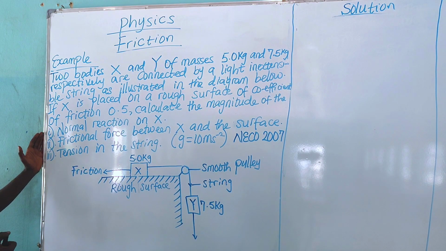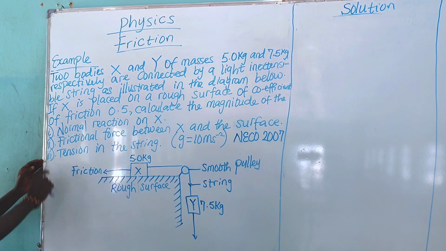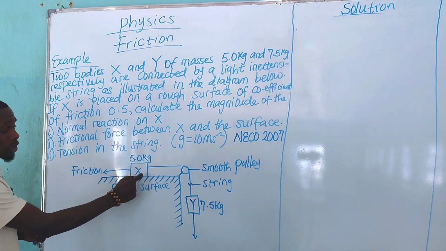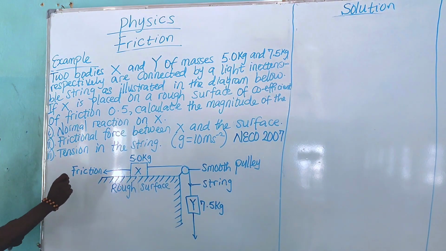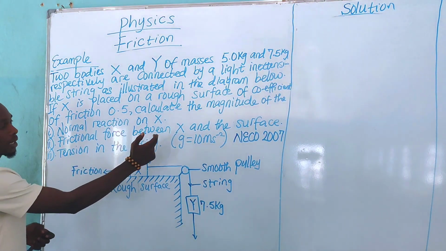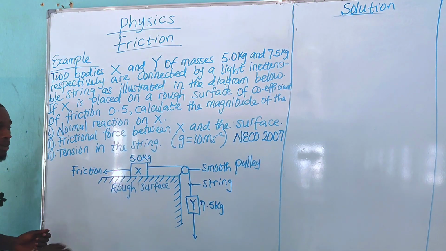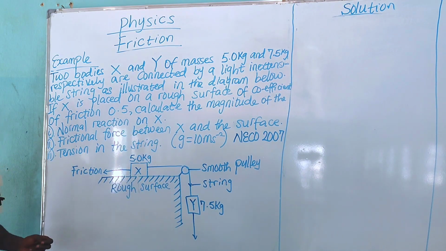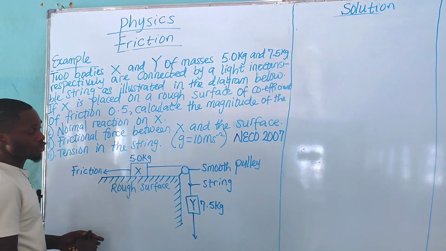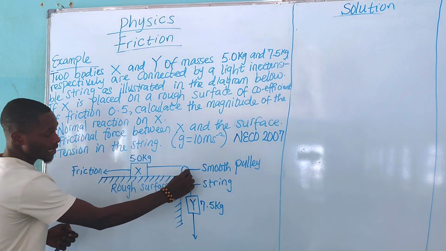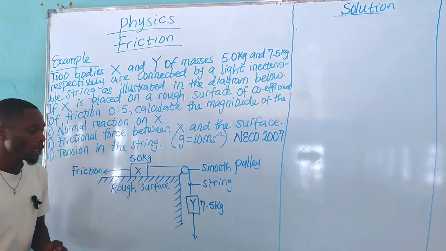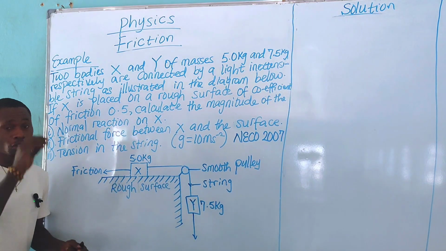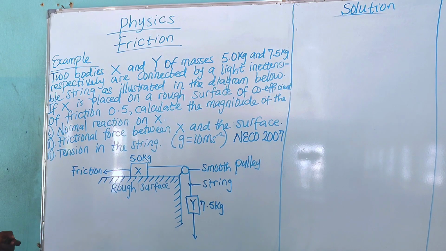We are asked to calculate the magnitude of the normal reaction on X, that means the normal reaction between this surface and X. And also we should find the frictional force between X and the surface, that means the frictional force existing between this body X and this rough horizontal surface. And lastly, we should find the tension in the string, the inextensible string that is holding body X and body Y together.